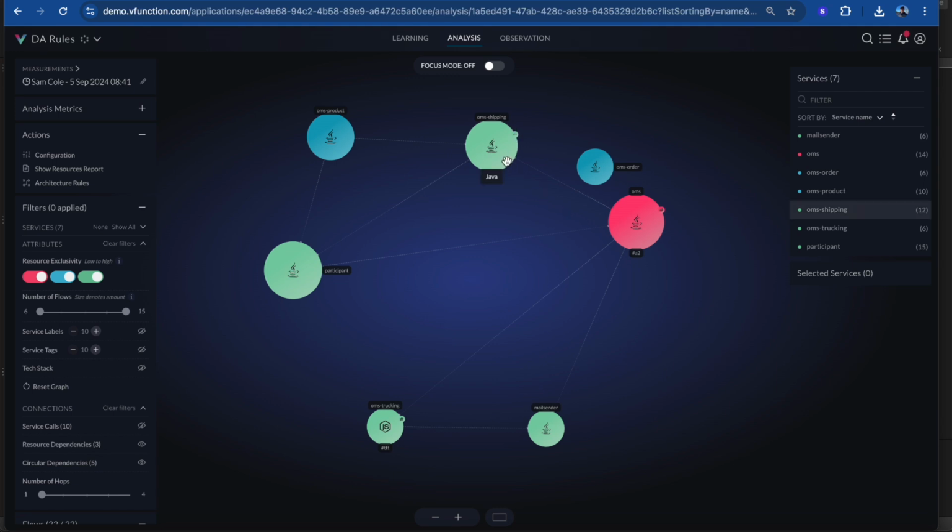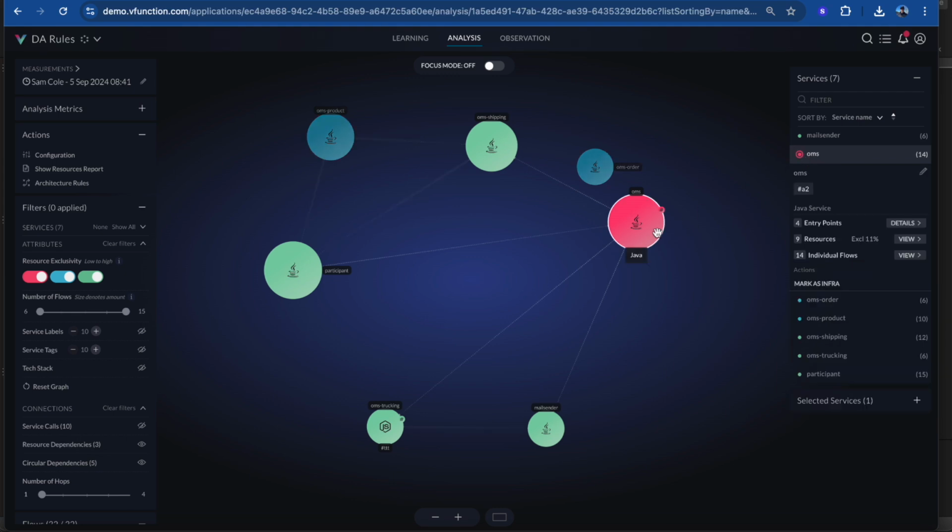database tables uniquely. So these database tables are accessed uniquely by that service, whereas if you have a red bubble, that means that it's accessing resources, such as database tables, with other services as well, which may introduce an issue. So that would be something that you may want to look into from an architectural perspective.